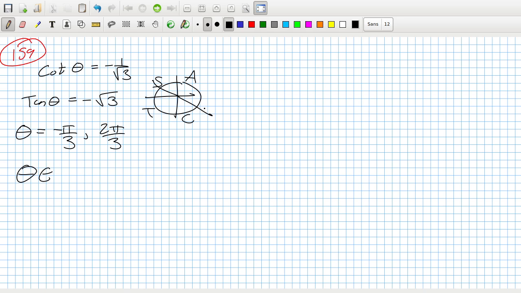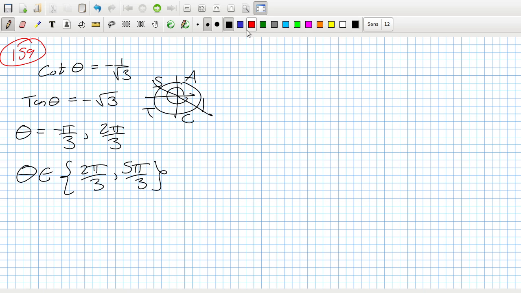But then minus pi over 3 is a negative, so we want to convert it into the positive angle. So just add 2 pi onto it. So my answers would be 2 pi over 3 and 5 pi over 3. And I can check here. 159, 2 pi over 3 and 5 pi over 3. That's correct.